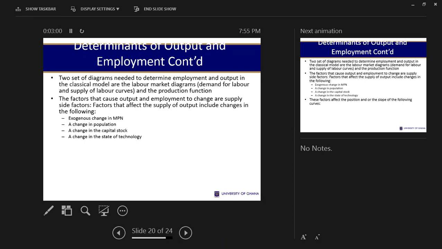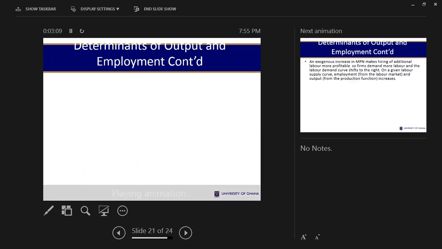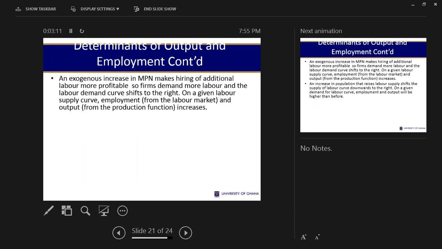So let's look at the interpretation. Okay, so this is for MPN. That's what I was saying. If the last unit of labor hired by the firm will be adding more to the firm's revenue, then that is going to cause the firm to demand more. And demanding more means that there's going to be an increase in N, which will result in an increase in Y. So it has a lasting effect on output.